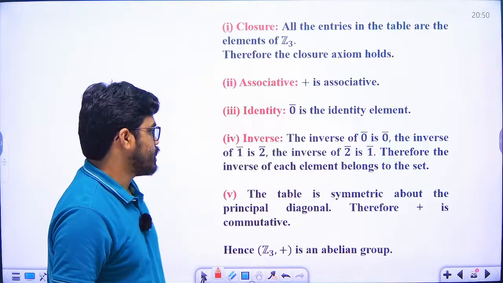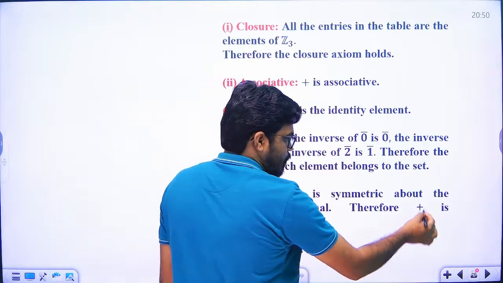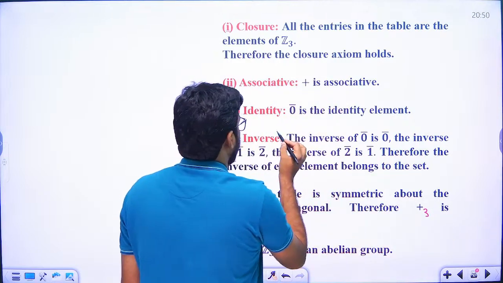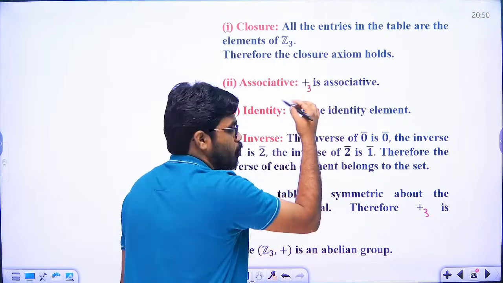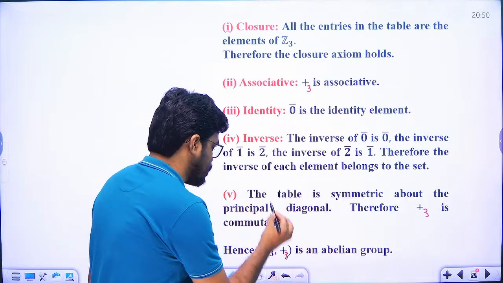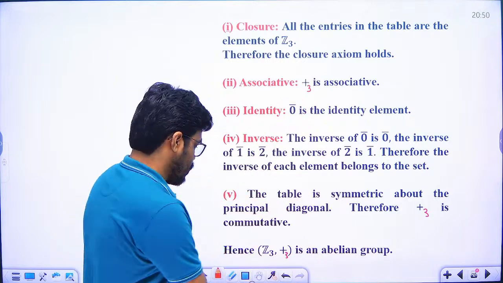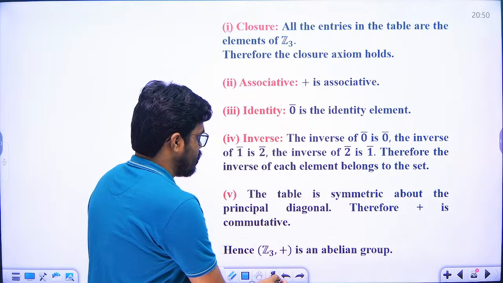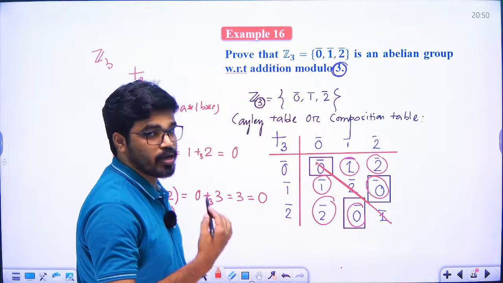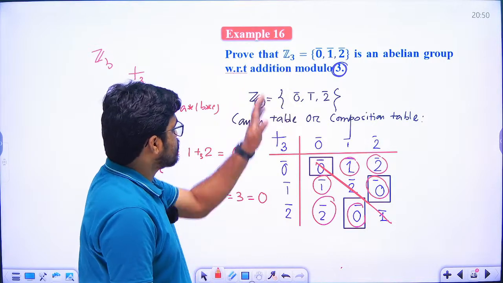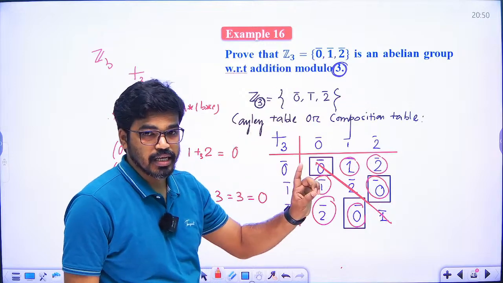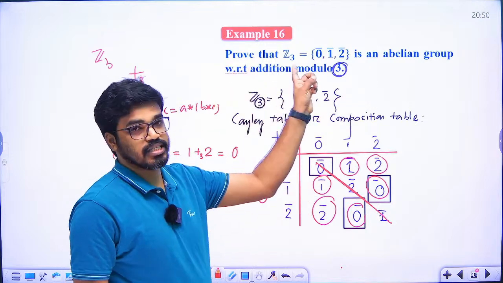I have simply written plus here, that means you have to understand addition modulo 3. Plus means the modular system, that is addition modulo 3. Okay, so this is the concept of modular system. So we prove that Z3 is an abelian group. Similarly, Z4 is an abelian group.